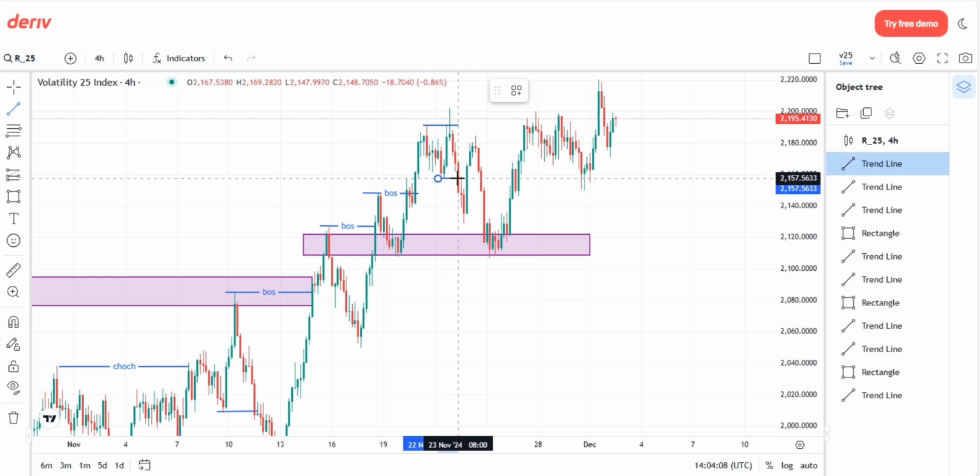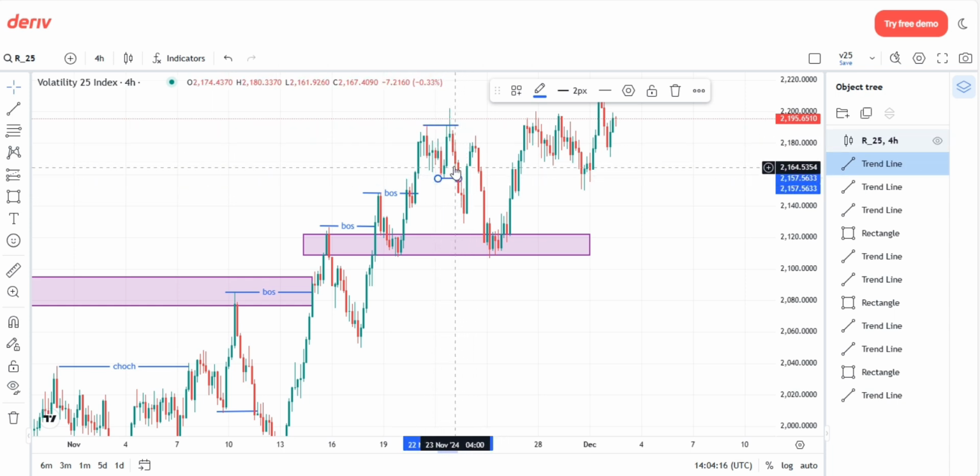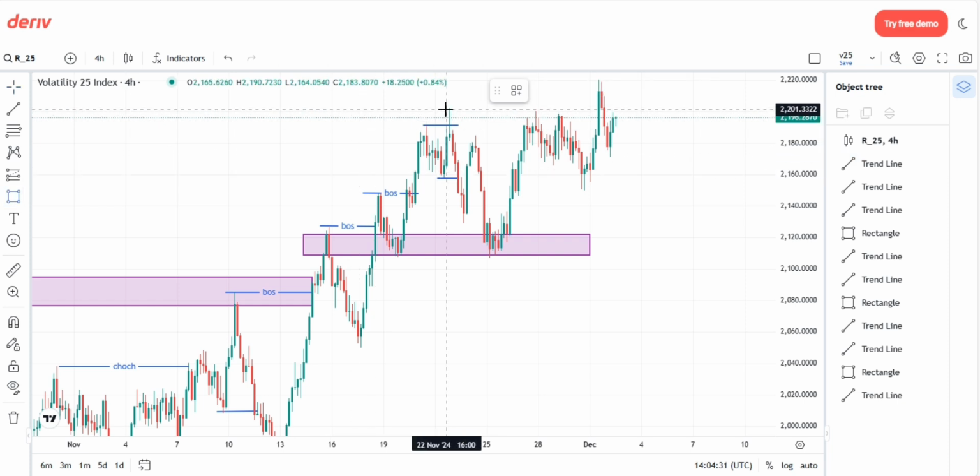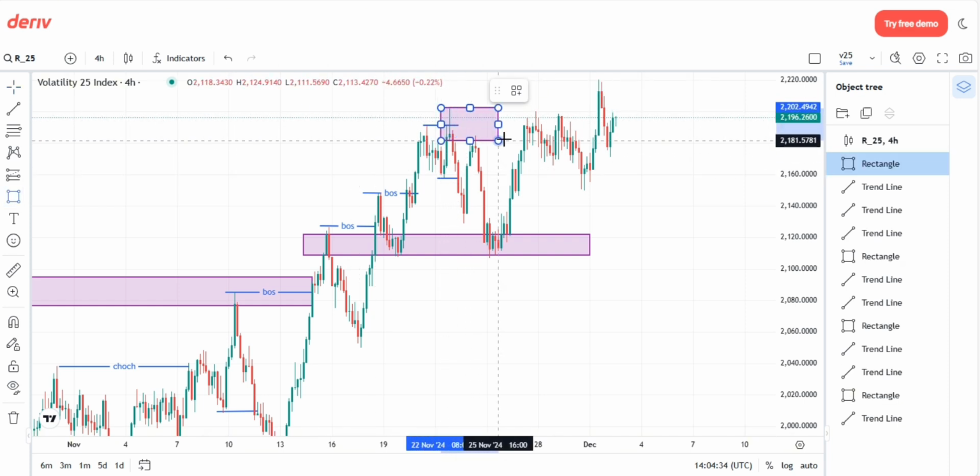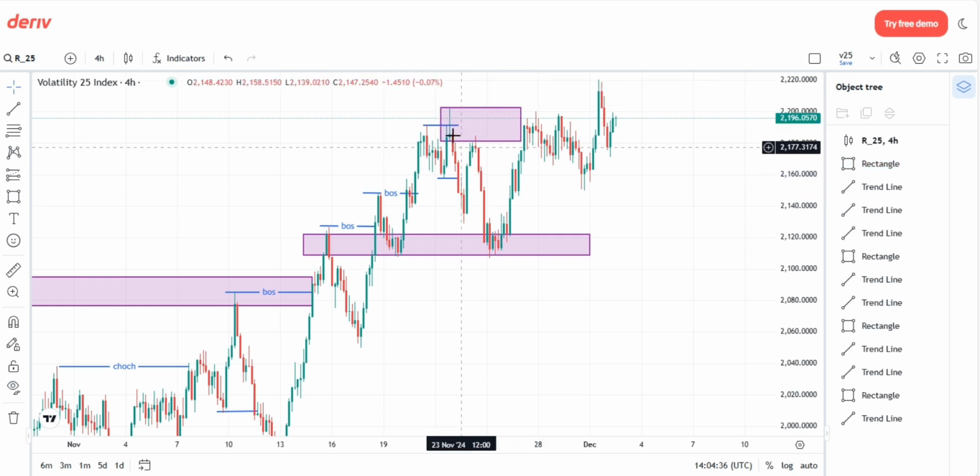But if you notice, the market did something like a small change of character here on this double top pattern. Some traders would like to call this the neckline of the double top pattern. And the market went on raiding the stop losses, and then it reversed, respecting what? This order block here. The market respected this order block and then rallied down.